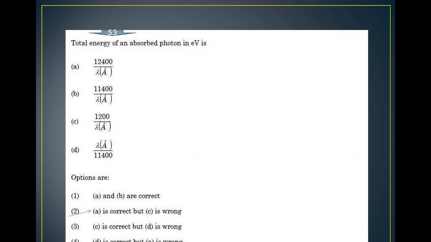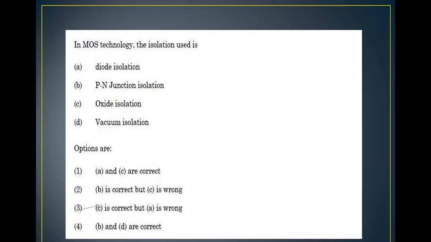That means the total energy of an absorbed photon in electron volt is 12,400 upon lambda in angstrom, and it is correct. Next question, question number 54.